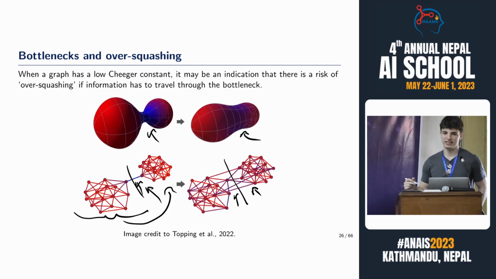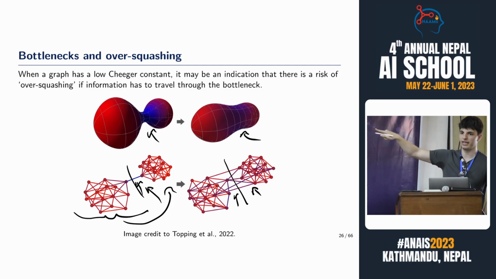In particular, these bottlenecks are very problematic for graph neural networks, and we can intuitively see why. Let's say I have a bunch of information here that I want to communicate across the graph, right? I want to send this information into this other community. Now, all of this information has to pass through that one little edge, and this edge has only a fixed vector of information it can carry.